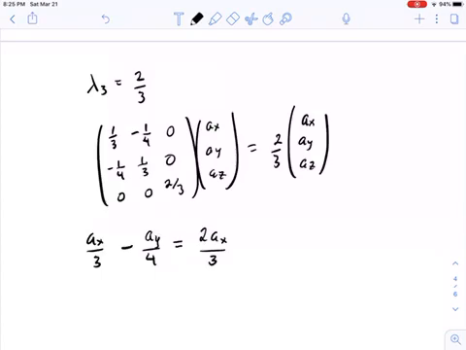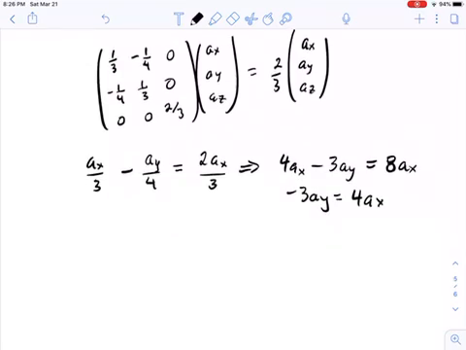So maybe the best thing for us to do here is to multiply by 12 again. So we'd get 4 ax minus 3 ay. And then 12 divided by 3 is 4 times 2 is 8, is equal to 8 ax. Okay, so that means minus 3 ay is equal to 4 ax. In the last two examples, we've seen that the first and second equations always lead to the same condition. We'll get something different this time.